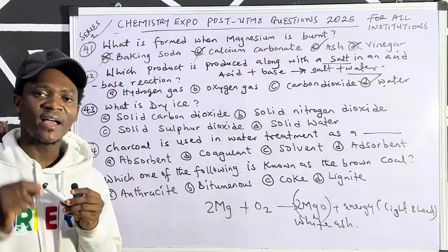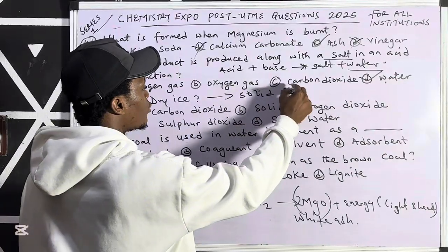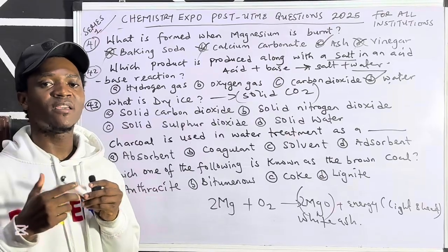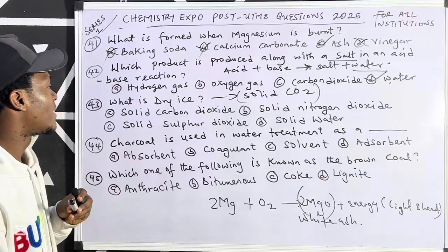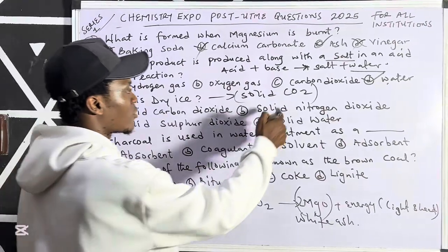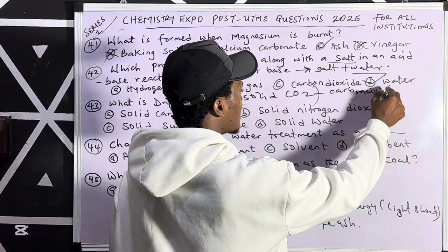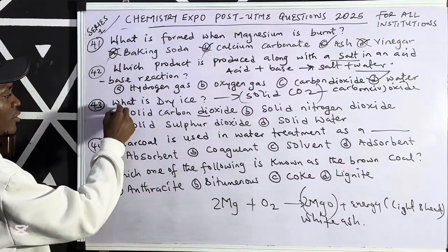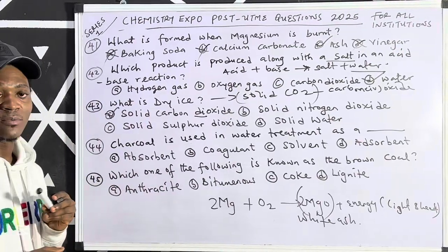Dry ice is simply solid CO2, meaning solid carbon dioxide, which is often used as a refrigerant for perishable products like our ice cream. Alright, so let's check. A, solid carbon dioxide. That's one very important thing that you need to take note of. All right. So the correct option is option A. No need to check the others because carbon dioxide is solid CO2.